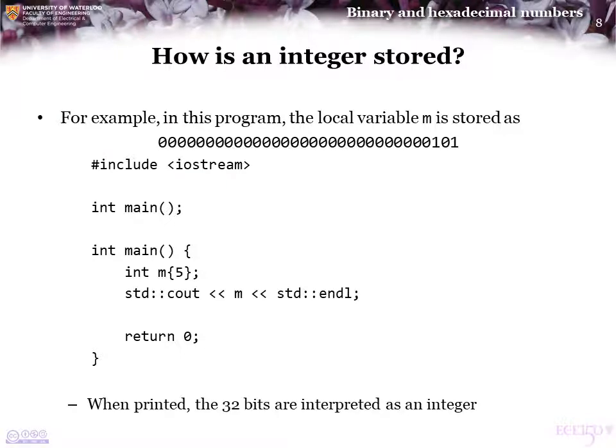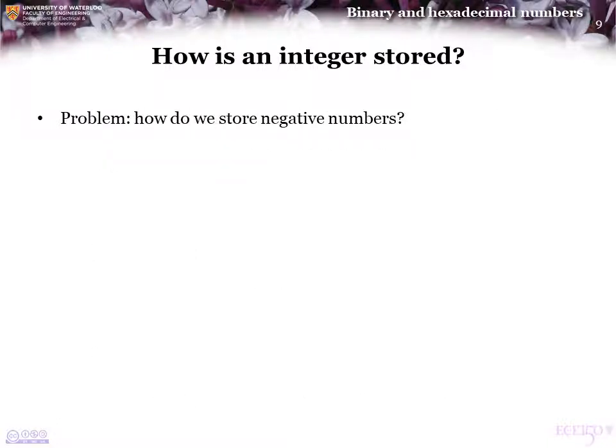Now it's important to remember, cout interprets the 32 bits and then prints them as a decimal number when the 5 is printed to the screen. Now we have an interesting problem. How do we store negative numbers?